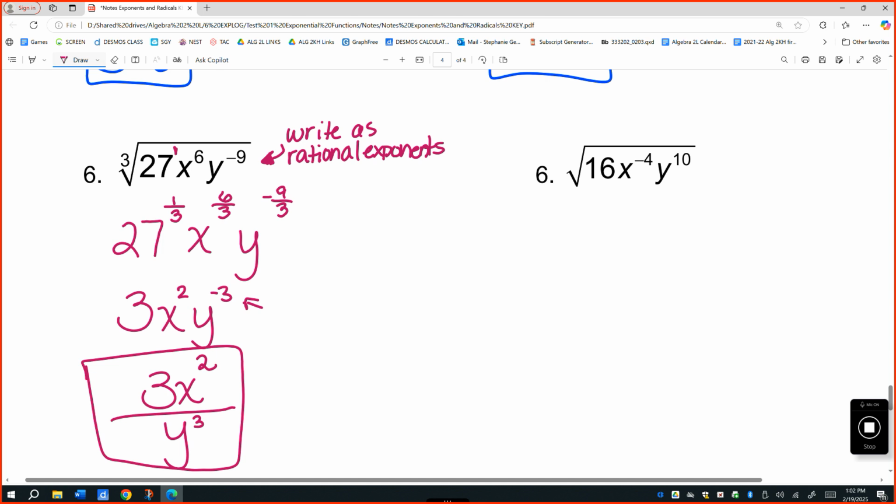Okay. I'm giving you a chance to try one. The other number 6 has the exact same steps. Okay? What kind of root is that? It's not a cube root, it's a what? It's a square root.